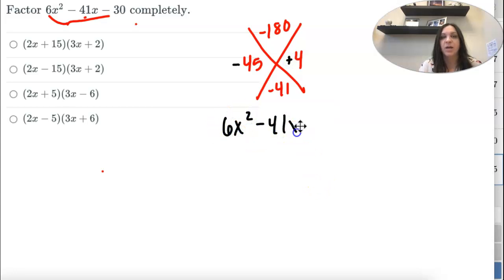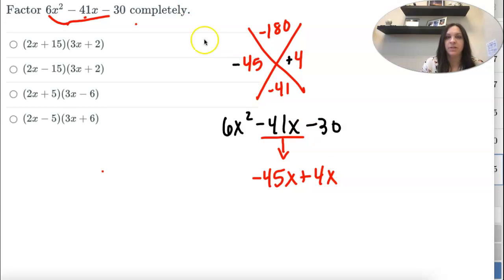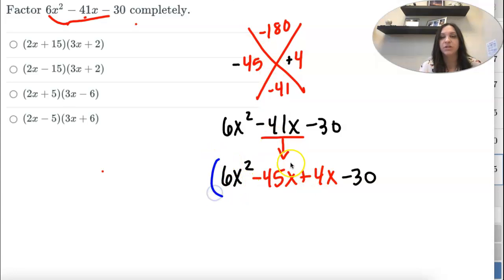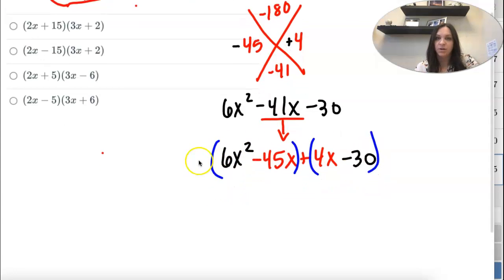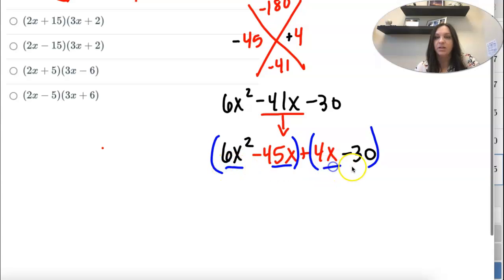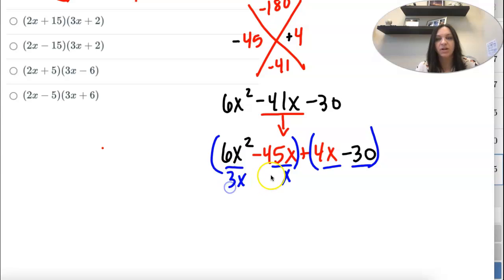Okay, so if I have my original, all I'm changing is the negative 41. I'm going to rewrite it as negative 45 plus 4. And then these outside numbers stay the same. Now we're going to group. Group the first two, group the second two. What do they have in common? Well, these both have an x, and then 6 and 45 both divide by 3.